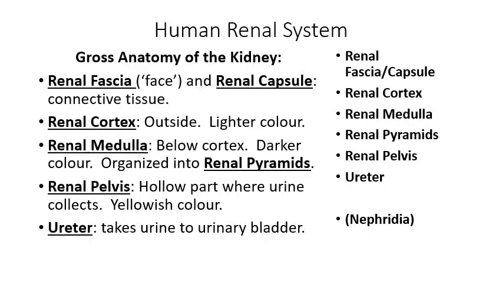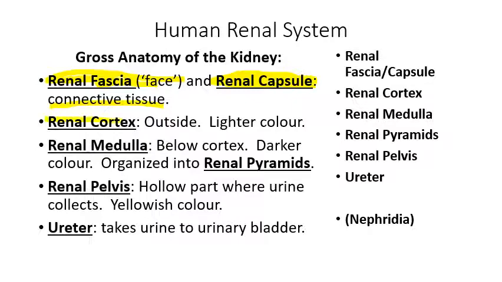All right, so as we said, the very surface of the kidney is referred to as the renal fascia. And of course, fascia is Latin for face. So the face of the kidney is referred to as the renal fascia, and it's made of fibrous connective tissue. Just underneath the renal fascia you have a continuation of the layer of connective tissue that's referred to as the renal capsule.